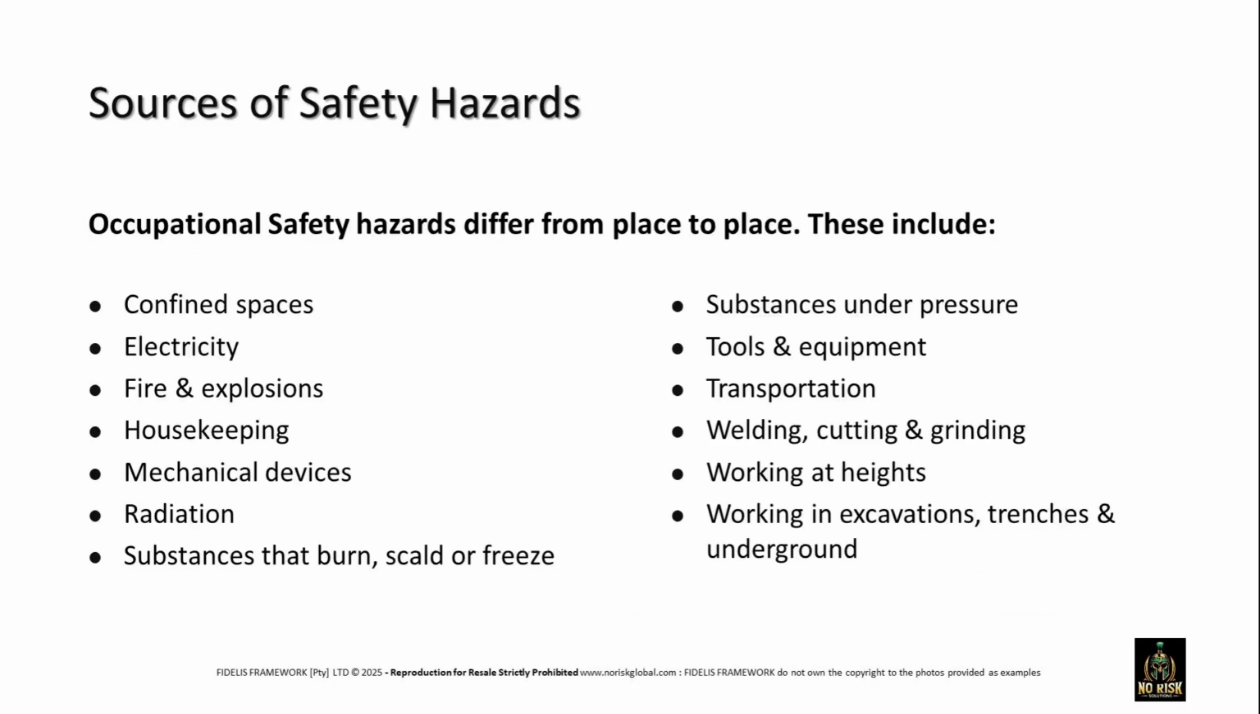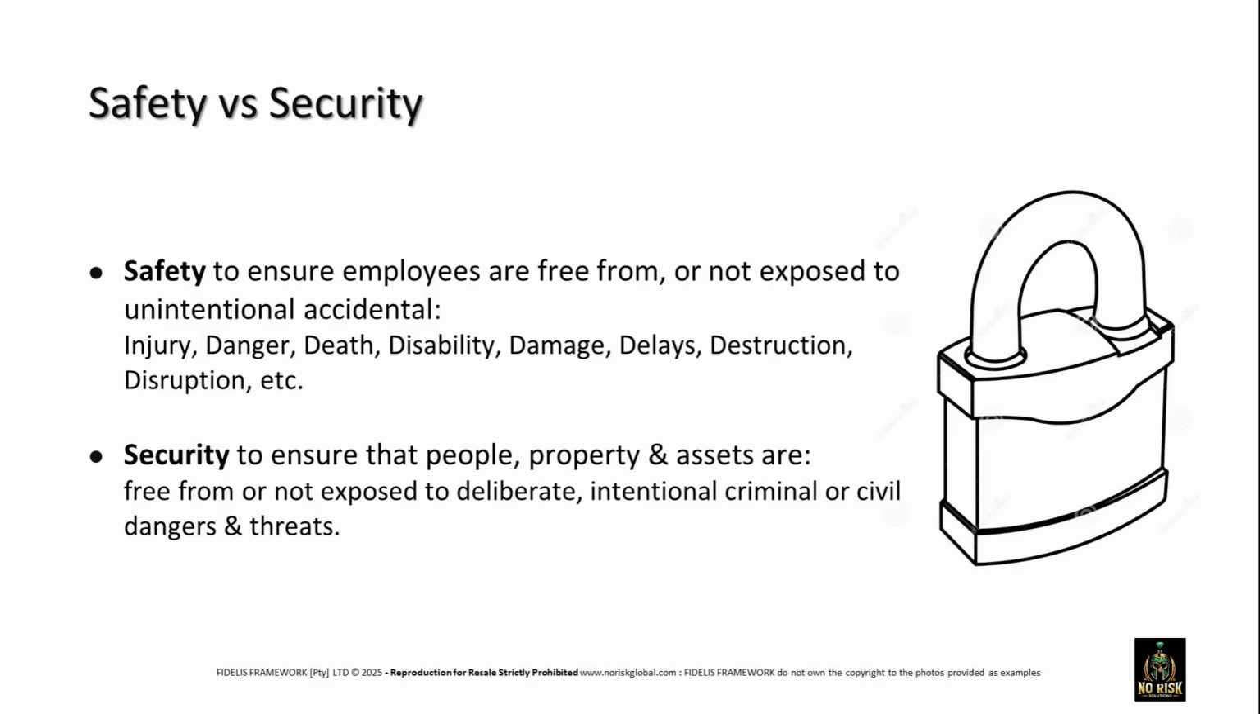Safety hazards vary by environment and include risks like confined spaces, electricity, and machinery. Identifying these hazards is essential for implementing effective safety measures. Safety focuses on preventing accidental harm, while security aims to protect against intentional threats. Both are crucial for a comprehensive risk management strategy.